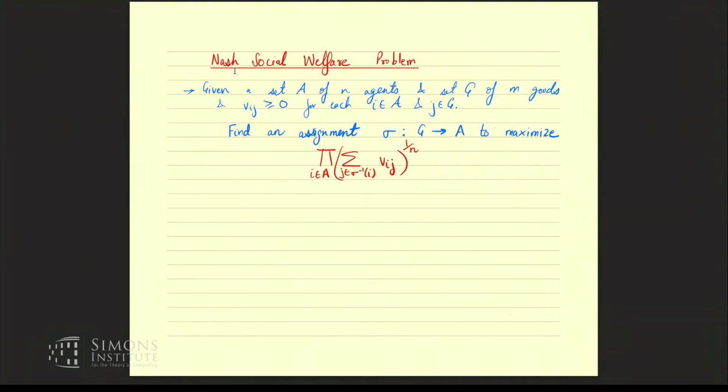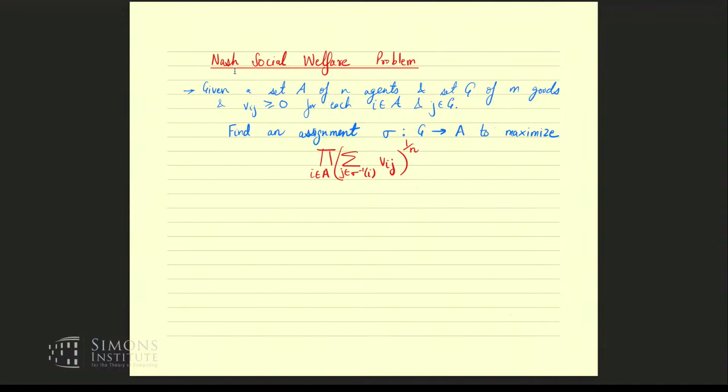And the objective is as follows: for each agent, if I give them a bundle, they just add up the values. So it's an additive valuation for each agent. But then if every agent gets a certain value from their bundle of items, the question is, how am I going to combine these values? I'm just going to take the geometric mean of them. Okay. So this is called the Nash social welfare objective.